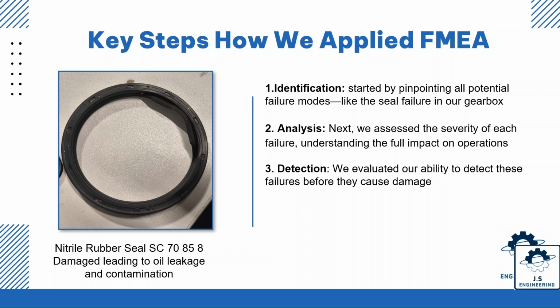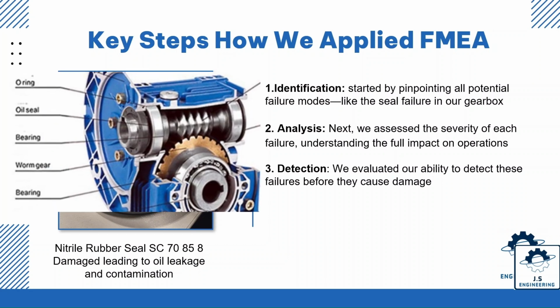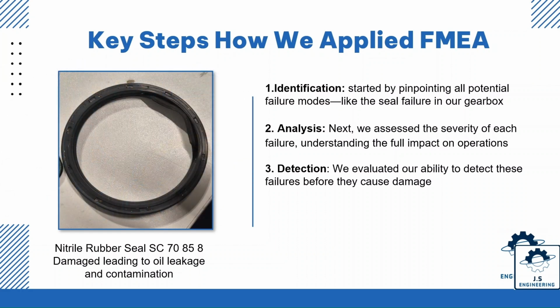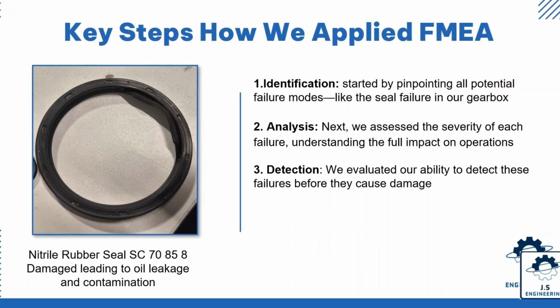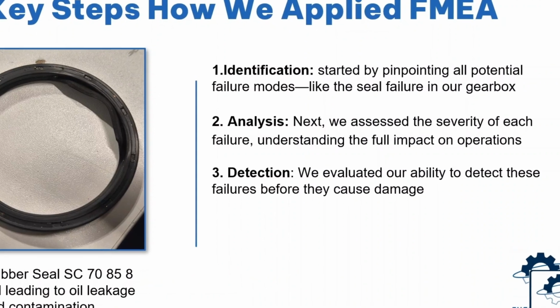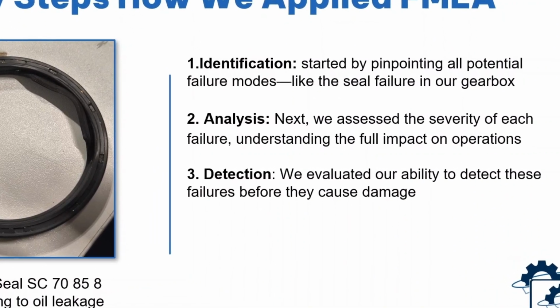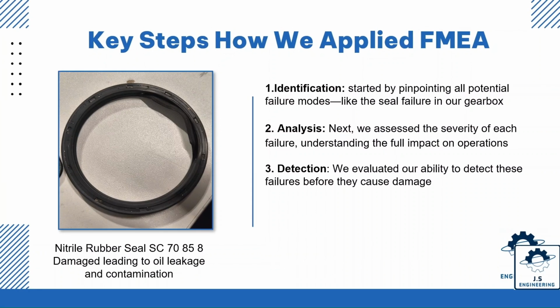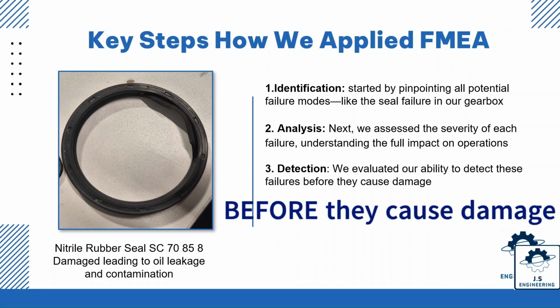The first step is identification. We start by listing all possible failures. For example, in one of our projects, we found that a rubber seal in a gearbox could fail and cause oil leakage. The next step is analysis. We look at how serious each failure is and how it might affect the system. Third is detection. Then we check how easily we can detect these failures before they cause damage.